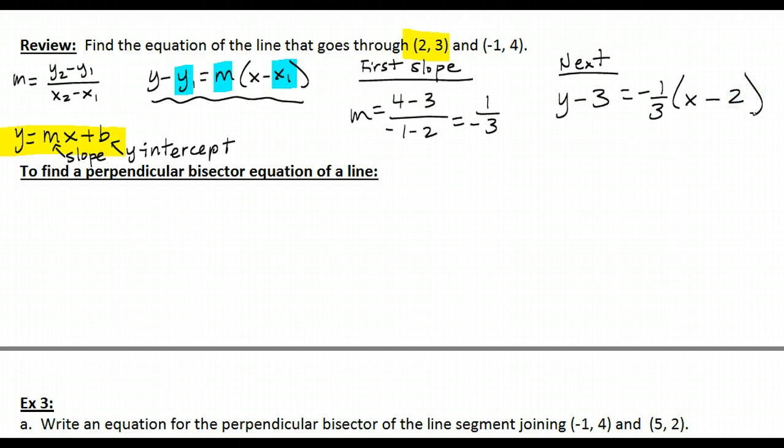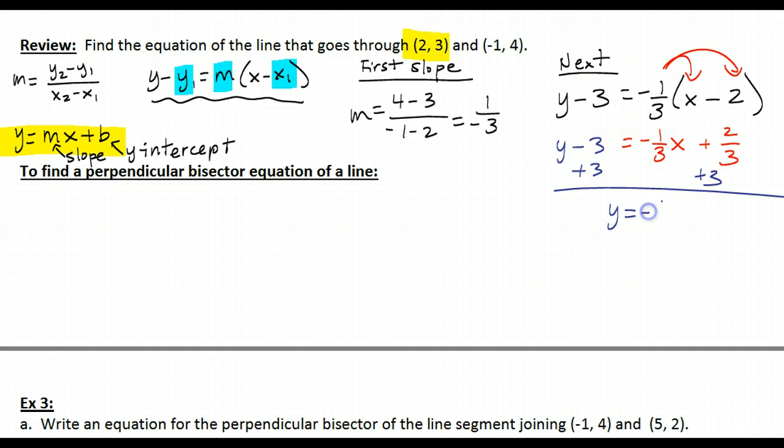And now if you use this method, all I have to do to finish this problem is to rearrange this. So I'm going to distribute the negative a third. Negative a third times negative 2 is positive 2/3. And then add 3 to both sides. So there's my equation of my line. And use your calculator or by hand, but I end up getting 11/3 when I add that together.